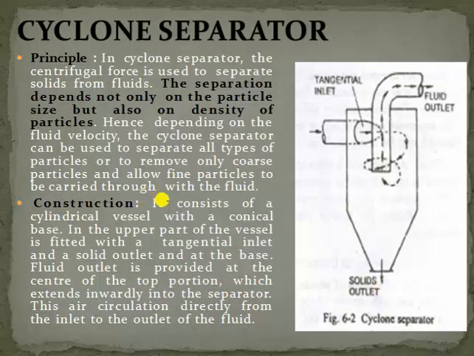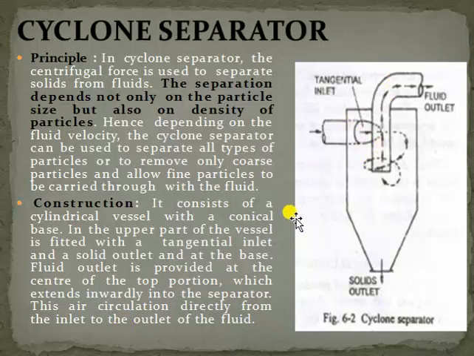Now the construction: it consists of a cylindrical vessel with a conical base. Here you can see the conical base. The upper part of the vessel is fitted with a tangential inlet, and there is a solid outlet at the base. Here this is your feed inlet, or particles or solid inlet. The fluid outlet is provided at the center of the top portion, which extends inwardly into the separator. Here is the fluid outlet.